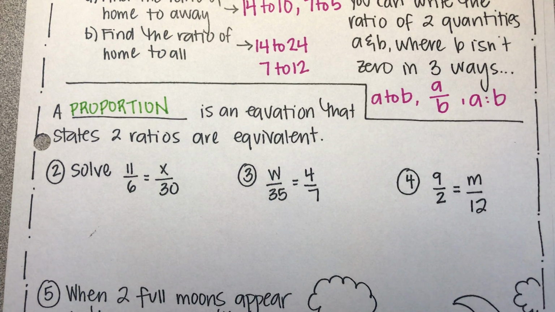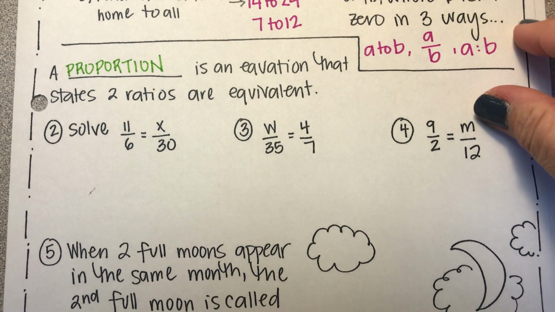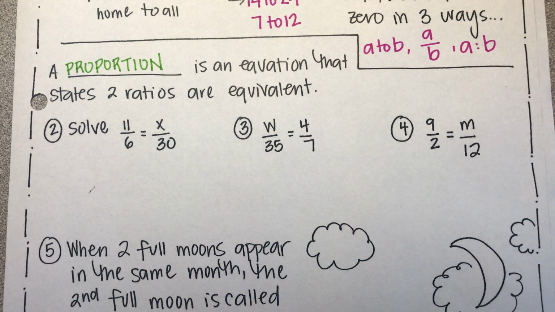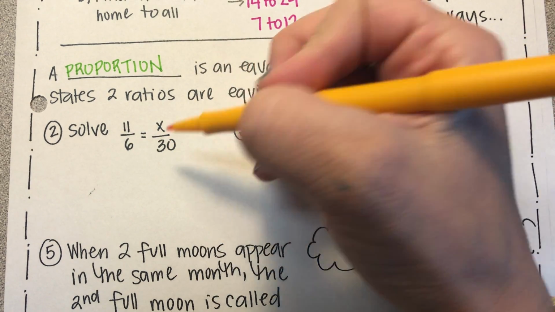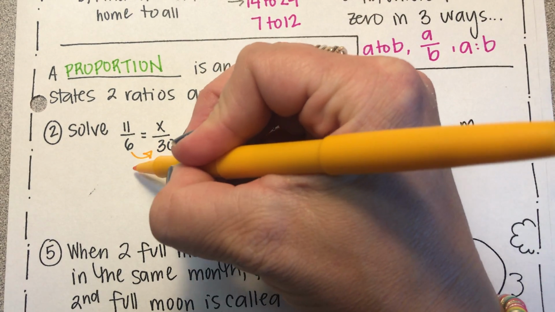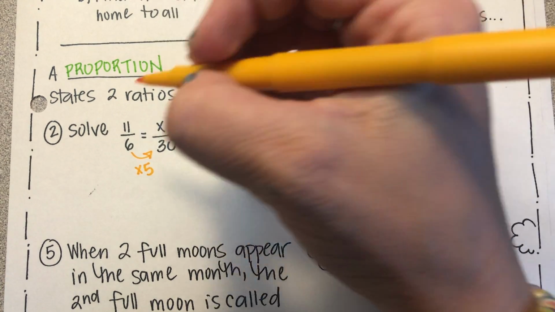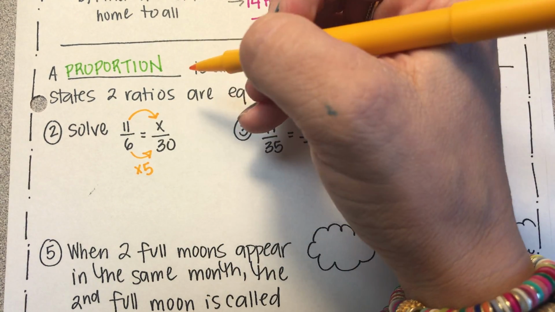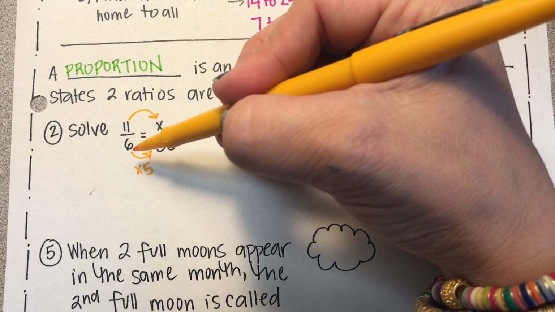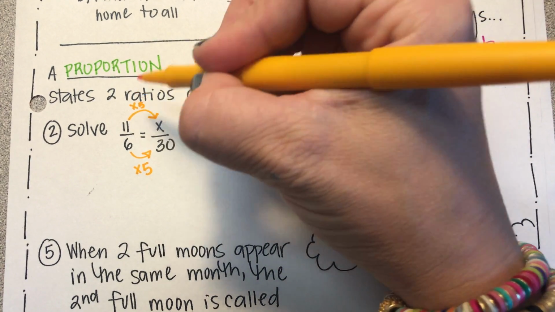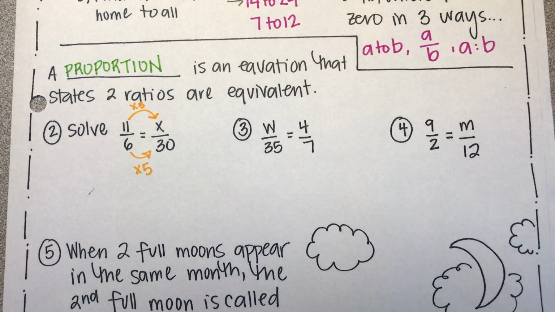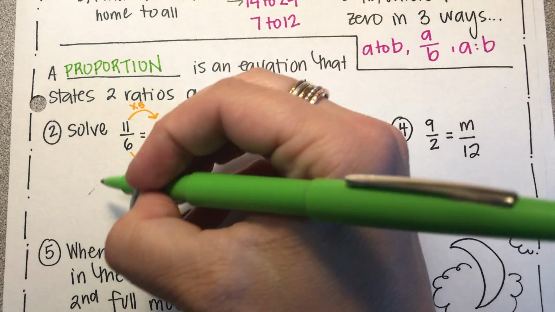Okay, so we're going to solve this, and today we're going to solve it essentially using mental math, some critical thinking skills, what's called inductive reasoning. We're looking for some patterns. So what can I multiply 6 by to make 30? 6 times 5 is 30. So we're going to multiply this entire fraction by 5. So if 6 times 5 is 30, what's 11 times 5? 55.